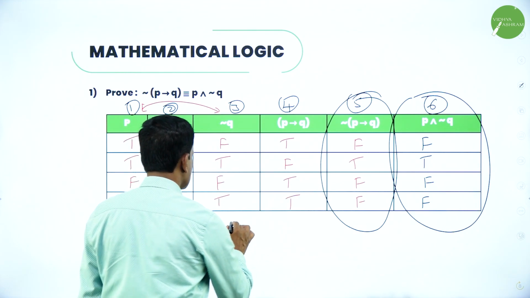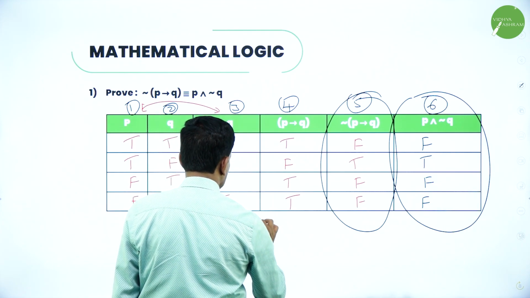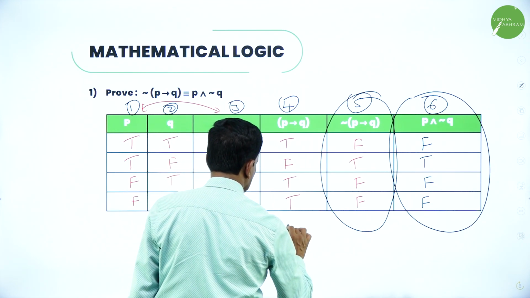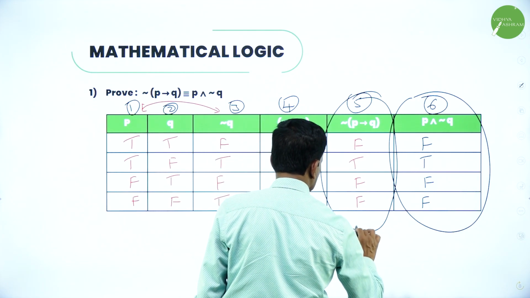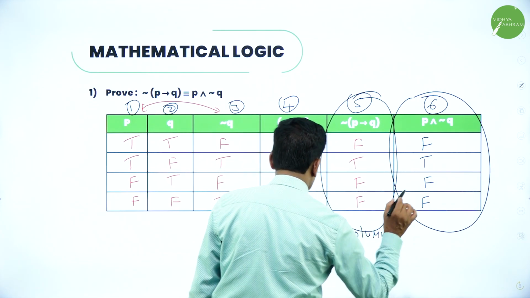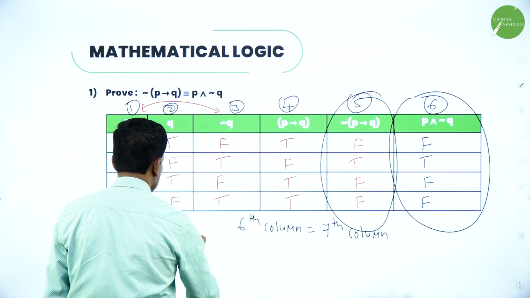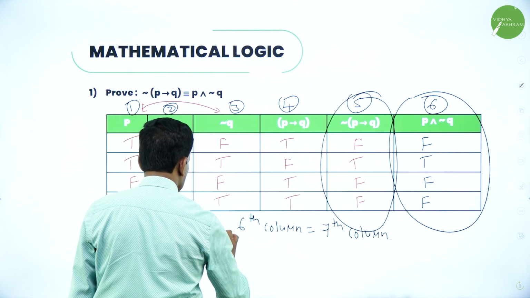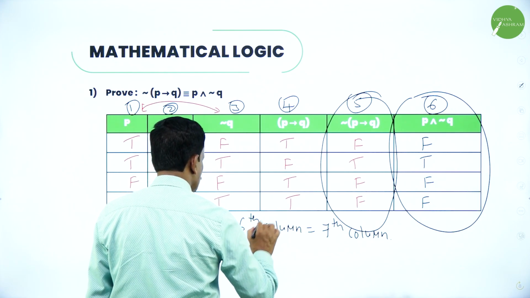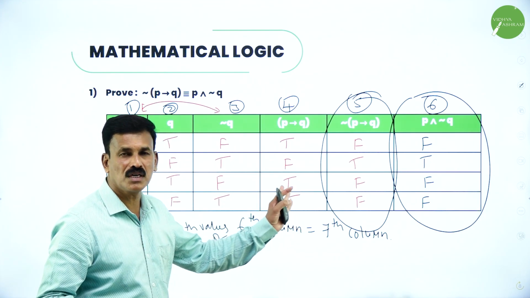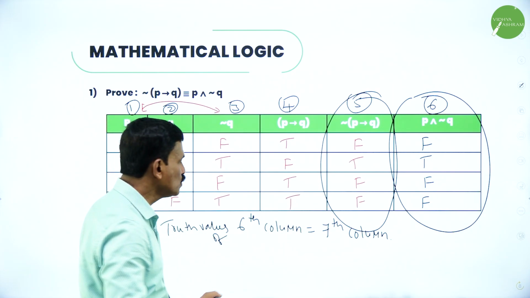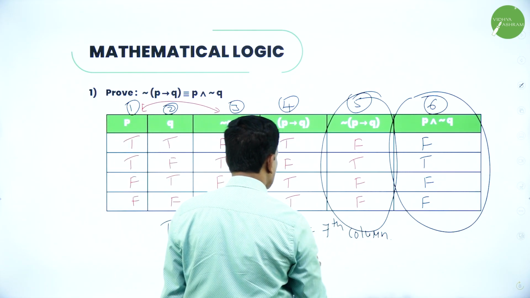So since the sixth column is equal to the seventh column, that is, the truth values of the sixth column are equal to the seventh column. That means all the truth values in the sixth and seventh column are same. Therefore, they are logically equivalent.